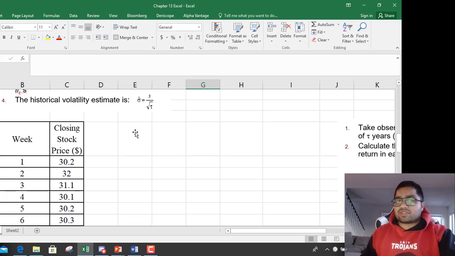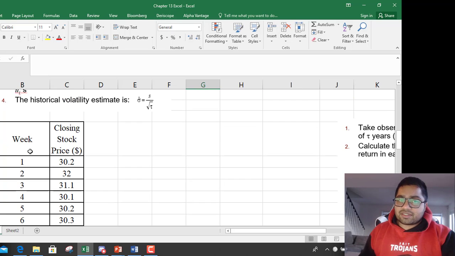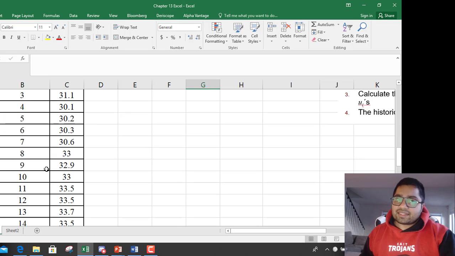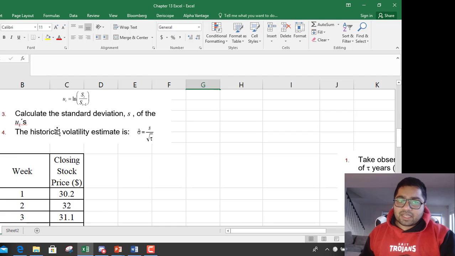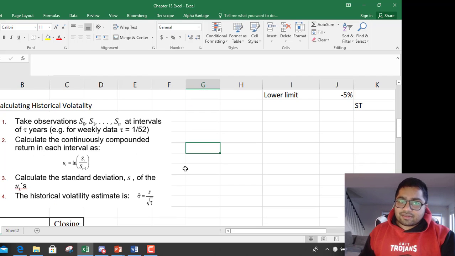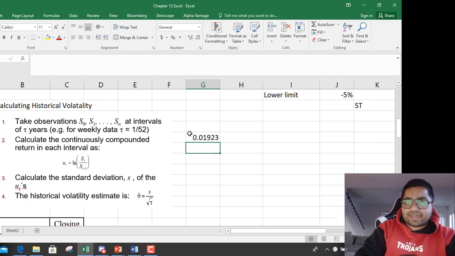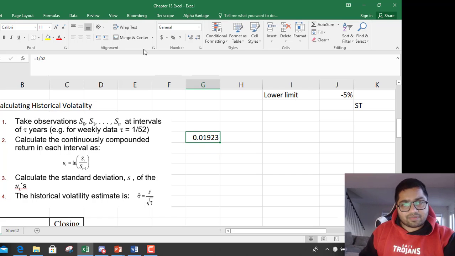So let's do it so that you understand. First step, take observations and plot them in a chart like this. So 15 weeks are given, and I am putting out observations for 15 weeks. Then step 2, calculate this value, the row value, and keep it. So it is 1 divided by 52. We are going to need it, so I am keeping it somewhere.